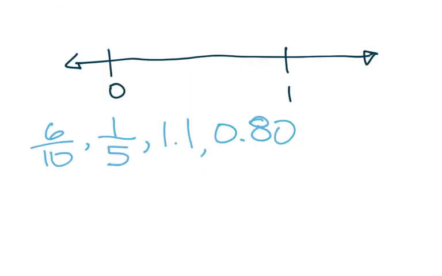You can see that I didn't place 0 right in the middle. In fact, there's nothing really in the middle. I'm going from 0 to 1. I have a little bit more space on the 1 because I'm going to need it. And then write those values down below. I have 6/10, 1/5, 1 and 1/10, and 0 and 80/100ths. And our goal is to place these on the number line.